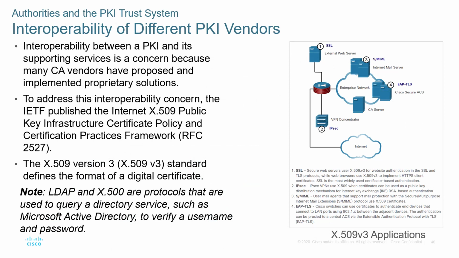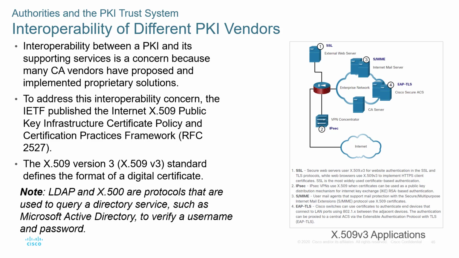The interoperability of the different PKI vendors, the different vendors don't really matter. It's more of which one is the most trusted. They're all fairly well trusted. So the main concern is interoperability between a PKI and its supporting services, because the different vendors have proposed different implementation solutions. To address this, the Internet Task Force has published the Internet X509 Public Key Infrastructure Certificate Policy, and that is actually RFC 2527, and this outlines how all the different certificate authorities are supposed to behave. So when I said all certificate authorities kind of do the same thing, that's because they all should be following the X509 standard.